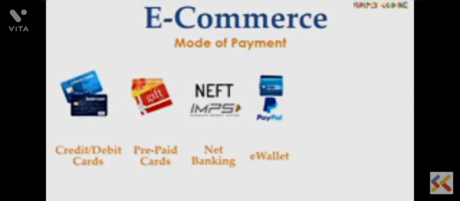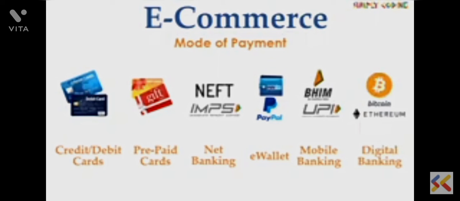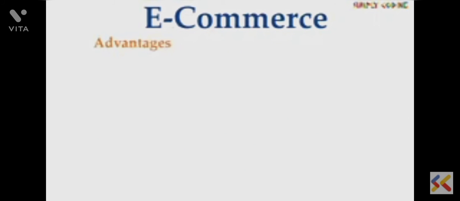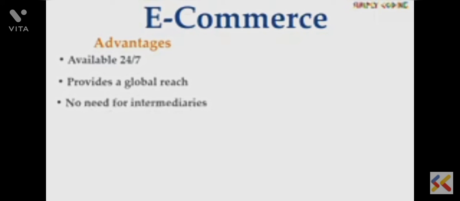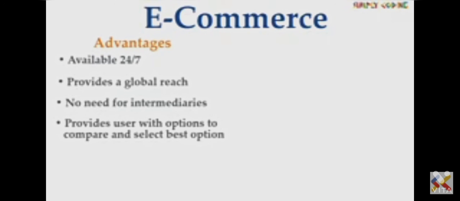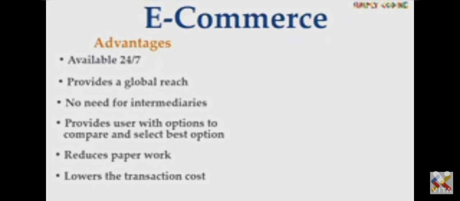Example, Paytm wallet. Nowadays mobile payments using UPI are becoming common, like Google Pay, BHIM, etc. Upcoming trends include digital currency like Bitcoin or Ethereum. The advantage of e-commerce is that it is available 24/7 and provides a global reach. Sellers and buyers can virtually meet anytime, anywhere. There is no need for any intermediaries, and it provides the user with more options to compare and select a cheaper and better option. It significantly reduces paperwork and lowers the transaction cost.